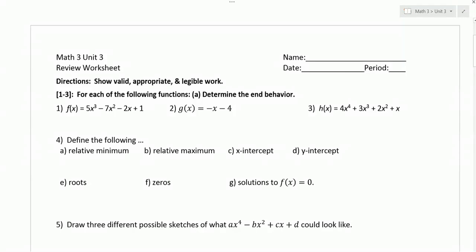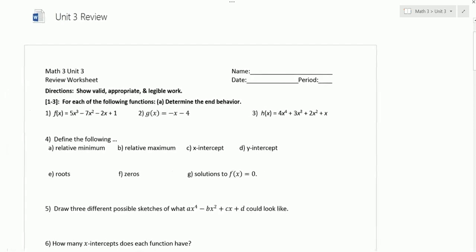This is the Math 3 Unit 3 review worksheet, preparing you for our test. So number 1 through 3 states, for each of the following functions, determine the end behavior. And so what we have to remember on 1 through 3 is the pattern of the end behavior.